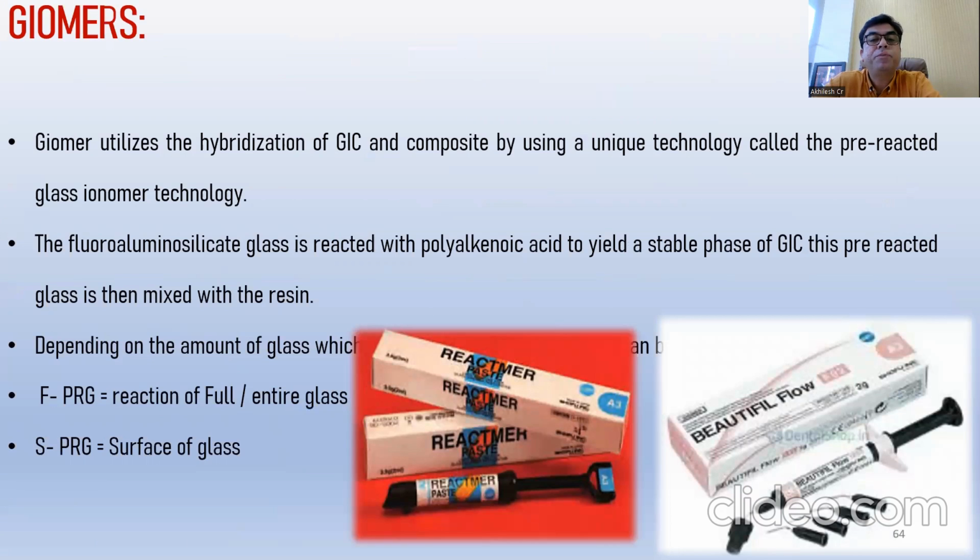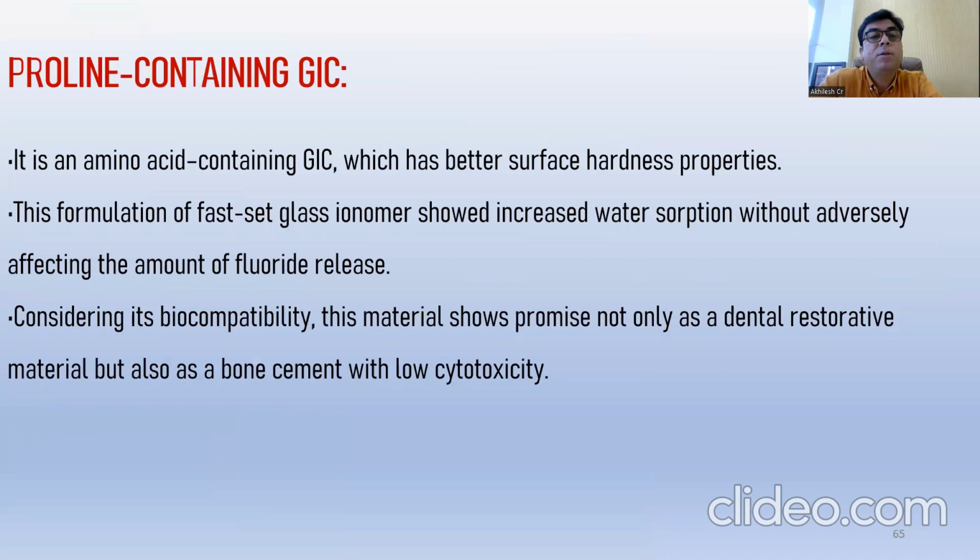What is Geomers? Geomers utilizes the hybridization of GIC and composite by using a unique technology called pre-reacted glass ionomer technology. Here, the fluoroaluminosilicate glass is reacted with polyalkenoic acid to yield a stable phase of GIC, and this pre-reacted glass is then mixed with the resin. Depending on the amount of glass which is used, the reaction involves the entire glass or only the surface of the glass.